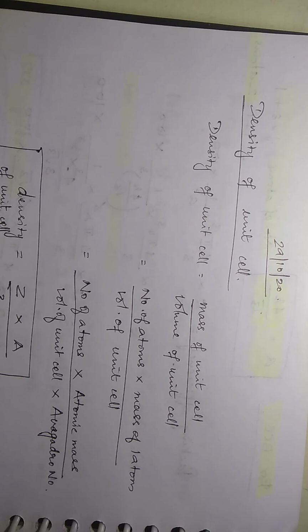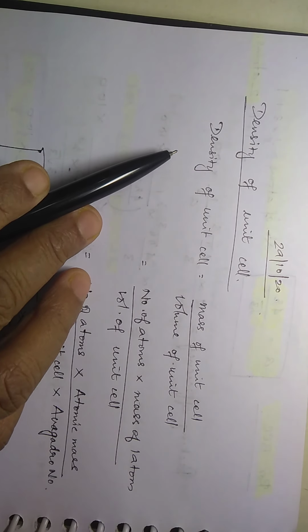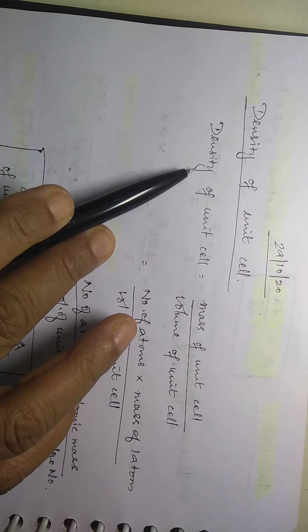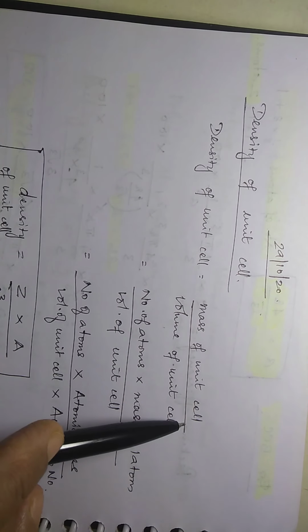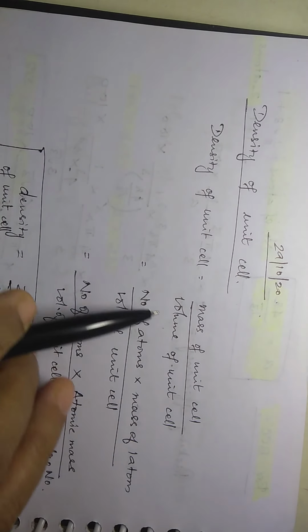Yes, children, let us go to the next topic, how to find out the density of a unit cell. We have seen packing efficiency in the previous class. Now let's go to find out density of unit cell. You know that density is nothing but mass upon volume. So density of unit cell is equal to mass of unit cell upon volume of unit cell.